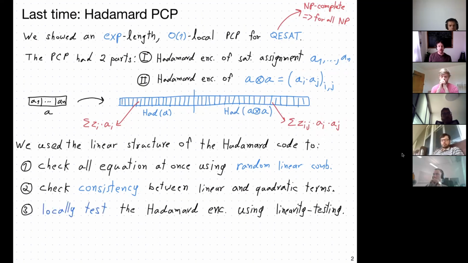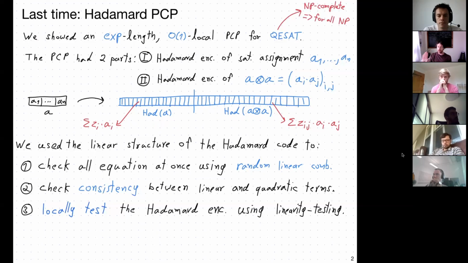That wasn't everything. We also need to know that this is really a Hadamard encoding, and this is really a Hadamard encoding. And the way that we do it is by locally testing the Hadamard code, or in other words, by running the test of linearity. Each encoding Hadamard A is an evaluation of some linear function. And from the second lesson, if this is a perfectly valid evaluation of a linear function, then this test will accept. And if it is far from it, then it will reject.